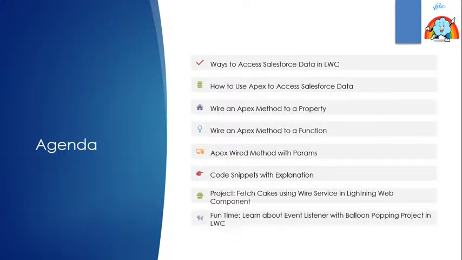So the agenda for today is ways to access Salesforce data in Lightning Web Component, how to use Apex to access Salesforce data, wire an Apex method to a property, wire an Apex method to a function, Apex wired method with params, code snippets with explanation. Then we will do a project to fetch cakes using wire service in Lightning Web Component. Then fun time, learn about event listener with balloon popping project in Lightning Web Component.